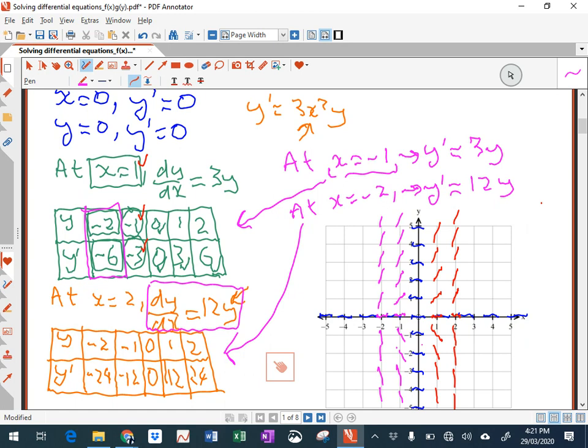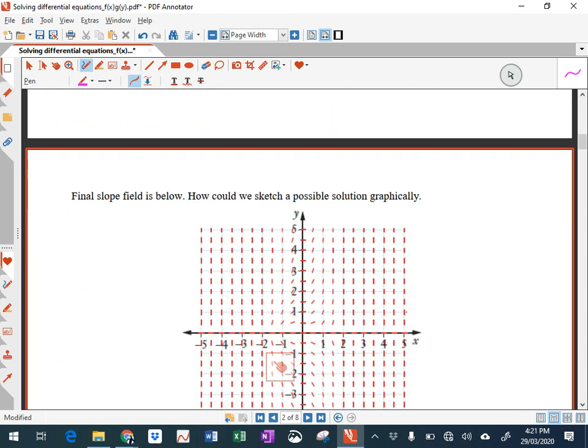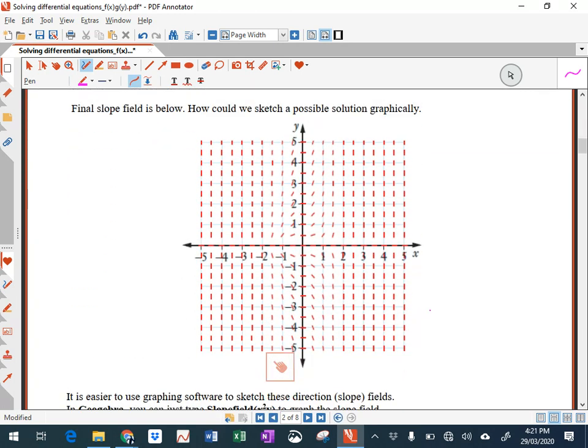So let's now have a look at this. So this is your slope field completed. And what we're going to do is sketch a possible function that would have this as a slope field. So a couple of things we can do when we're thinking about this. We've got to remember that dy dx, first of all, that's where everything is coming from, 3x squared y.